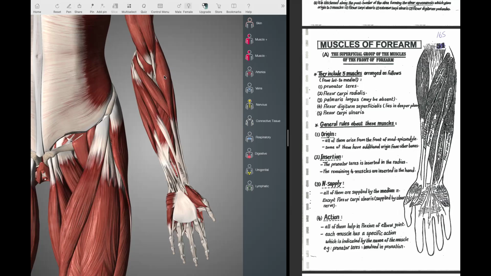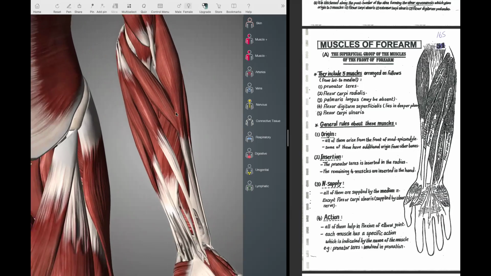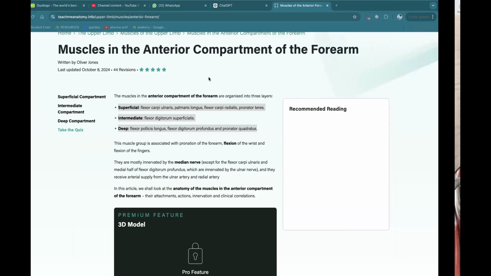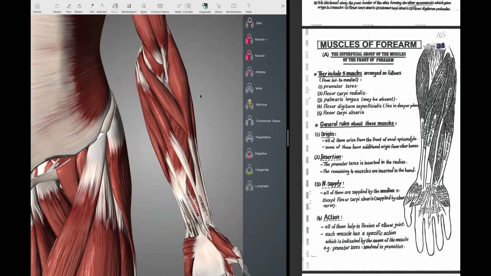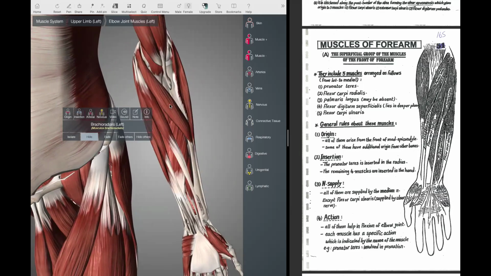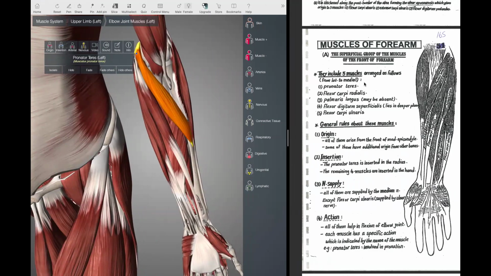Okay. Now, to go in, I need you to slowly write with me these names. Okay. First one that we are going to learn is Pronator Teres. Pronator Teres. First one is Pronator Teres.